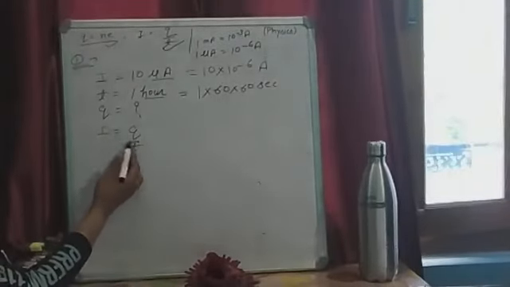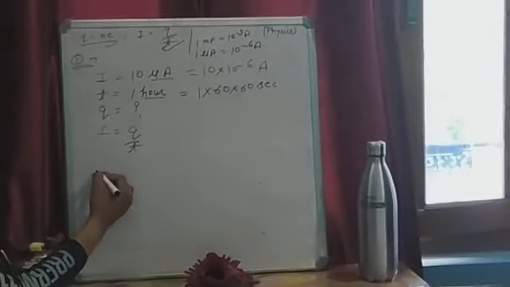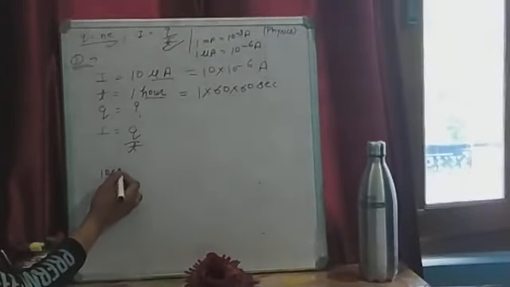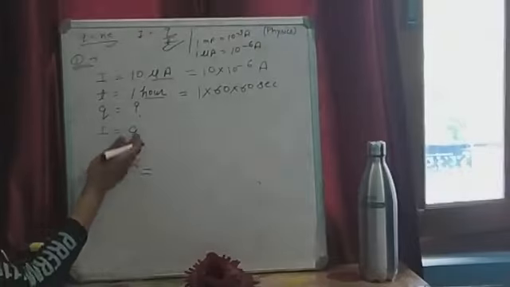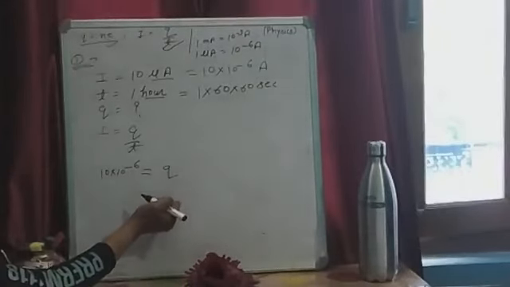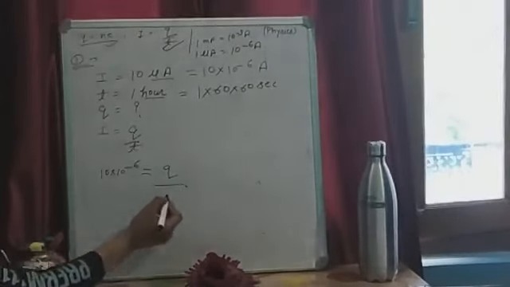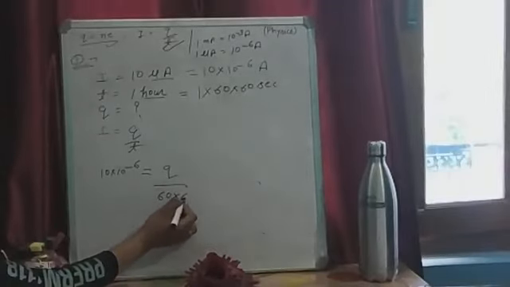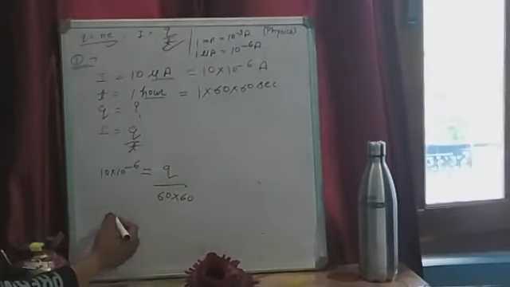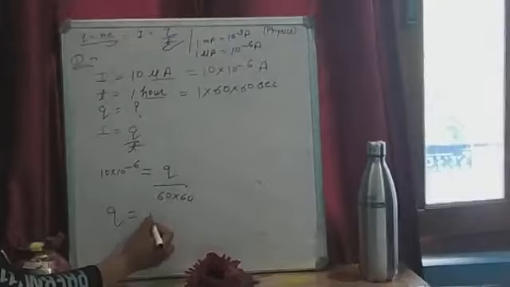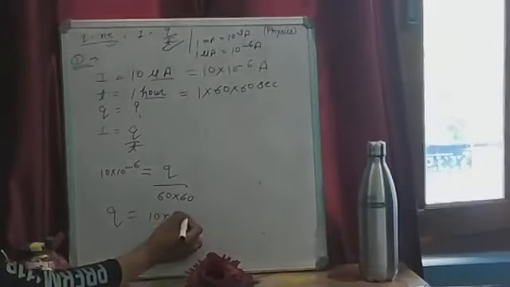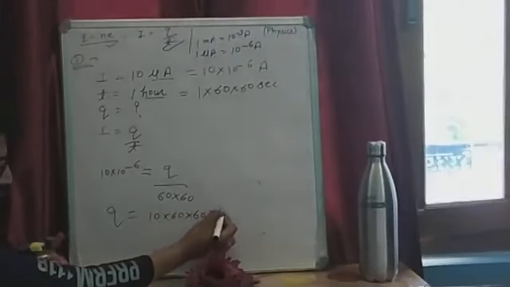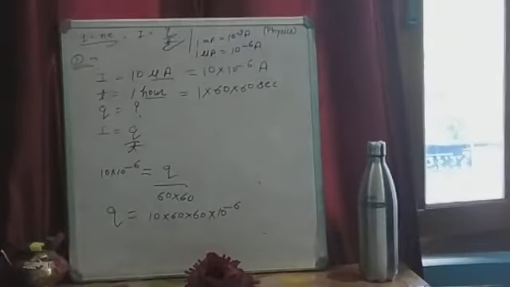Then I equal to Q upon T. What is the value of I? We know 10 into 10 to the power minus 6. We have to find the charge, that is Q upon T. We have T also, 60 into 60. Then find Q. Q equals 10 into 60 into 60 into 10 to the power minus 6. Now we can solve this one and we will get our answer.